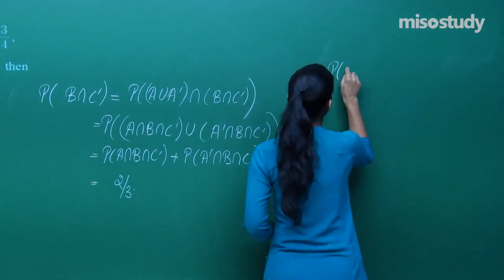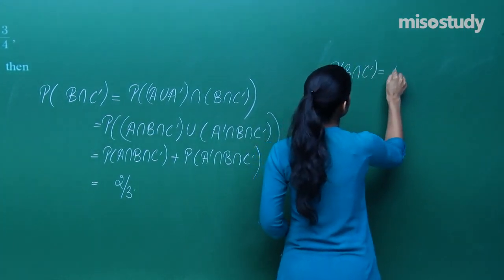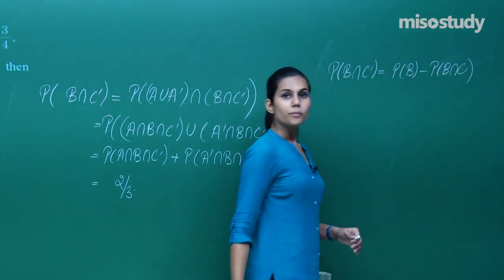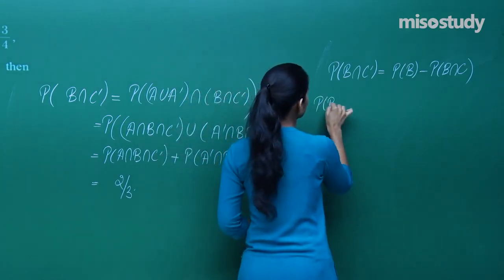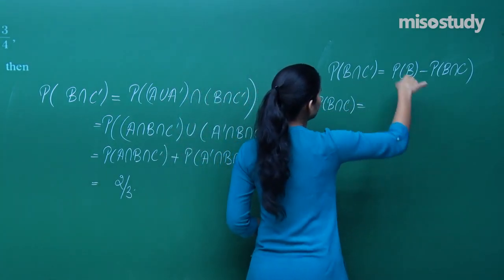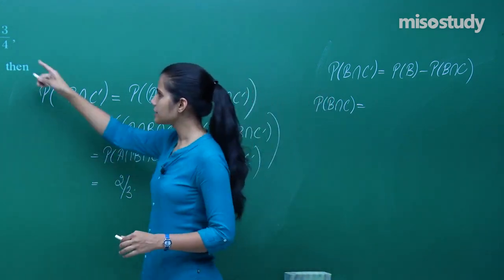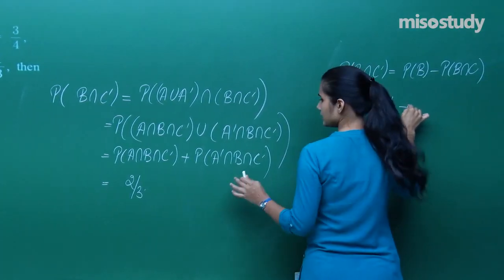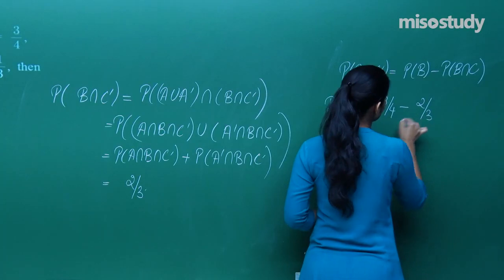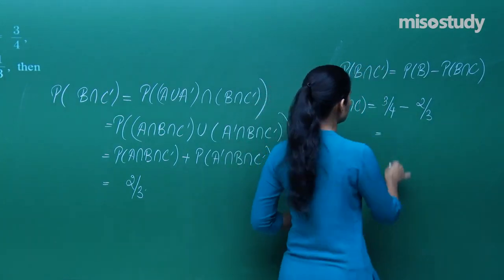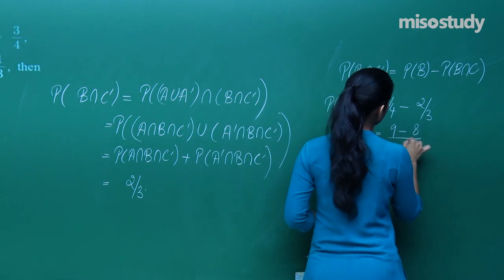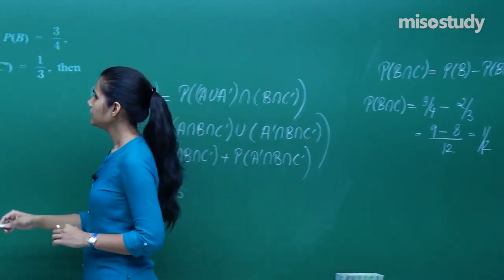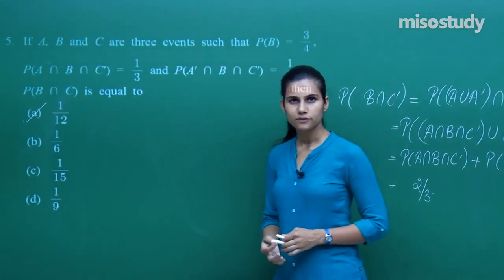So probability of B intersection C dash is probability of B minus probability of B intersection C. So probability of B intersection C is probability of B minus probability of B intersection C dash. Probability of B is given as 3 by 4. So you have 3 by 4 minus probability of B intersection C dash, which is 2 by 3. Right? So you get 9 minus 8 by 12, which is 1 by 12. So probability of B intersection C is coming out to be 1 by 12.